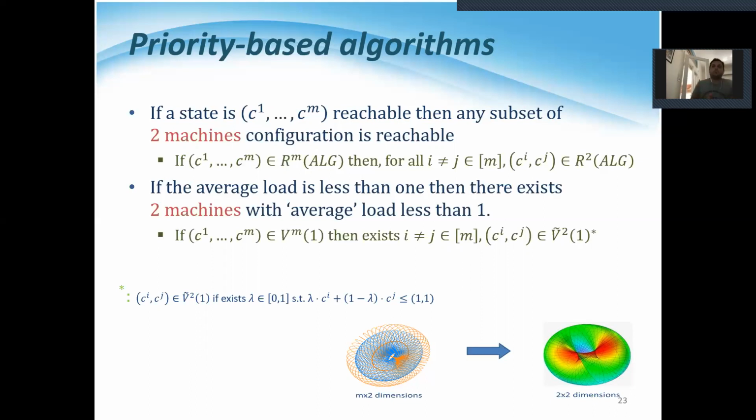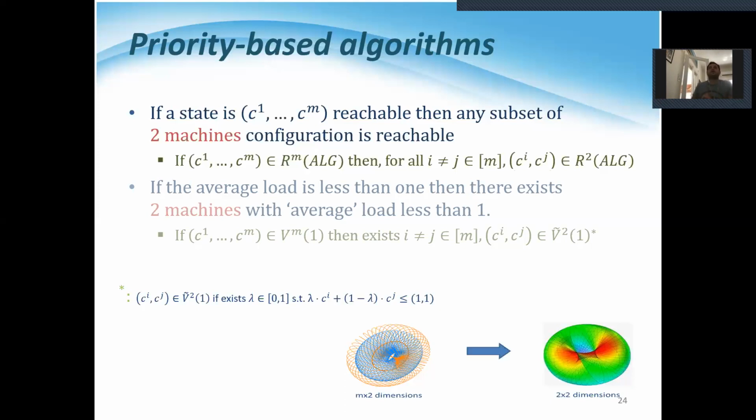Lambda denotes the weighted average, so I can say that if there exists a lambda between 0 and 1 such that the average load with this lambda is less than 1, then still the weighted average load is less than 1. And by proving these 2 properties, I will show that we can reduce our problem from m machines to just 2 machines for d equal 2. Okay, but let's start with the first lemma.